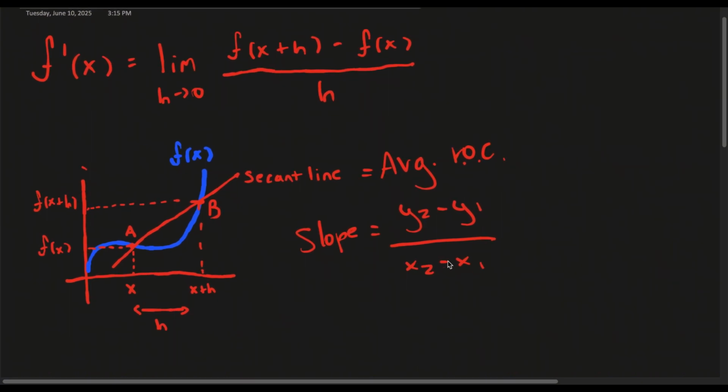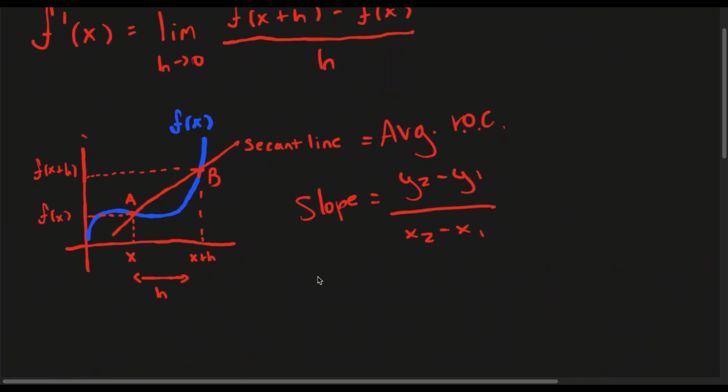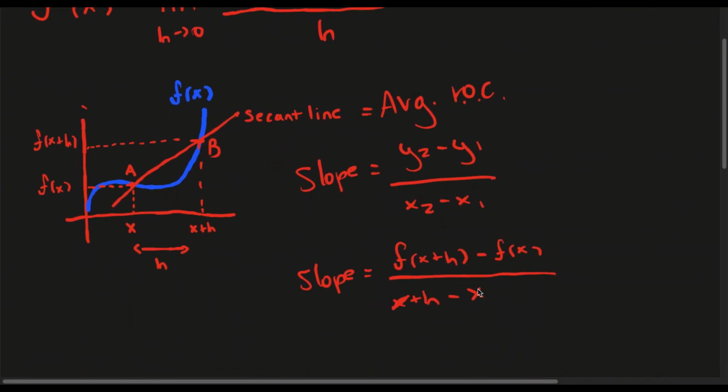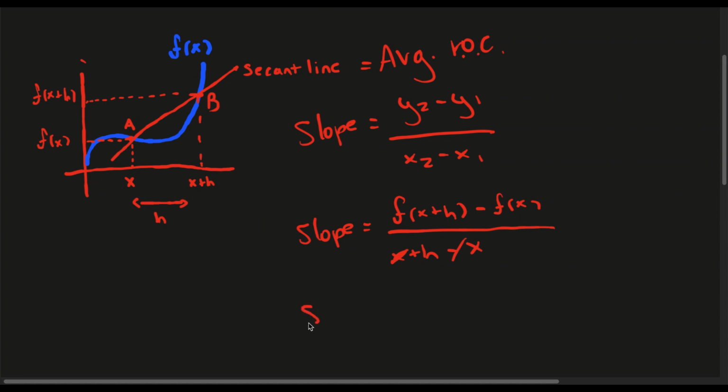So how can we rewrite this in terms of what we have over here? Well, we know that y2 is just going to match with this f of x plus h. So we'll call this f of x plus h. And then y1 was our f of x. All over, well, x2 matches with this right here, which is x plus h, minus x1, which was just x. And we see a little cancellation that takes place over here. So then we can just define the slope of our secant line to be f of x plus h minus f of x all over h.